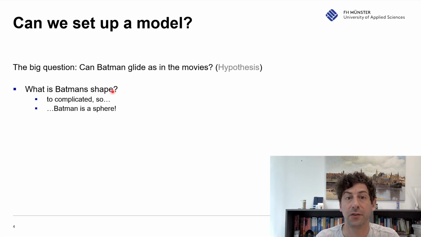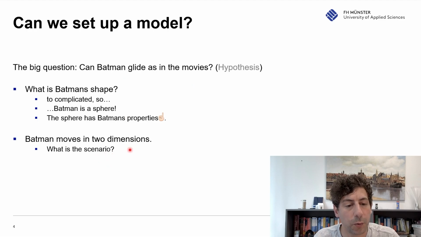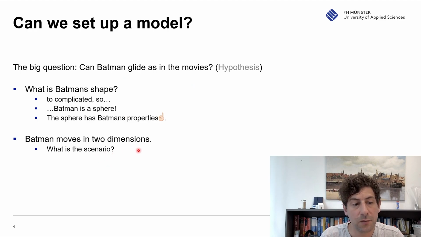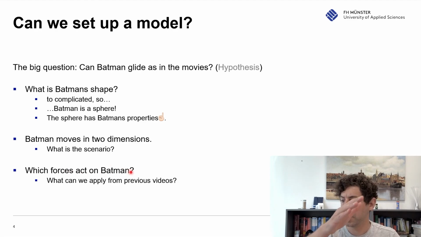And then we say Batman is a sphere. It sounds weird, but it's a very strong simplification. But the sphere has Batman's properties. So we have a sphere having Batman's properties, and with this sphere we investigate if Batman can glide. And to simplify further, we say Batman moves in 2 dimensions. If you think of Batman jumping from the building and then gliding, 2 dimensions are completely sufficient to describe his movement, right? And then we have to think, okay, which forces act on Batman when he jumps and glides?